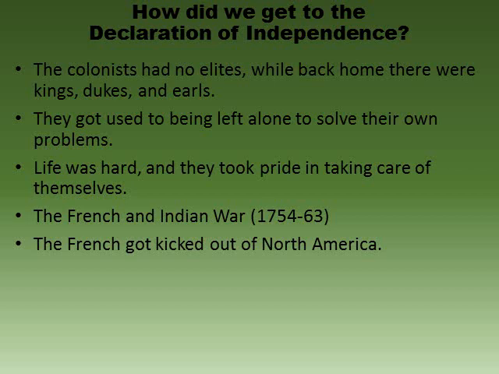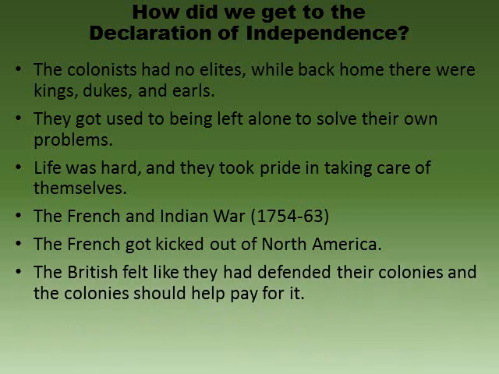The British were really proud of themselves, but they felt like they had defended their American colonies, and therefore the colony should help pay for it, because they made the point, and probably had some validity to it, that look, we were busy protecting you guys from the French. If we hadn't done that, they would have come and taken you over, and you'd be living in part of France, and so because we fought off the French, we defended you, and you should help foot the bill because it was a very expensive war. And so the British felt like that.